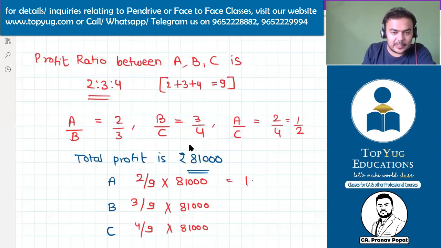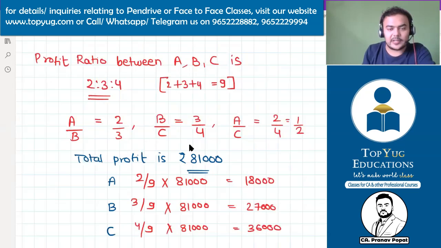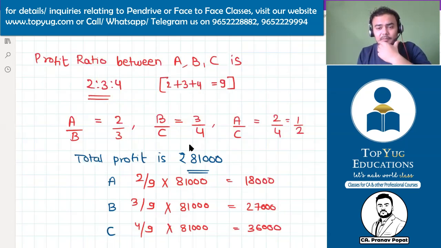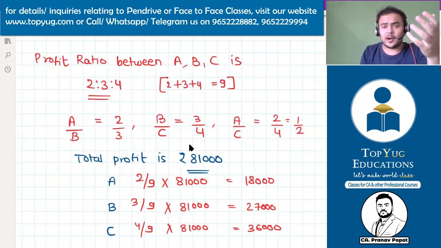So we are getting 18,000, 27,000, and 9 4s are 36,000. That's how it is distributed between A, B, and C. Clear, guys? Is it clear? It's an accounts question.